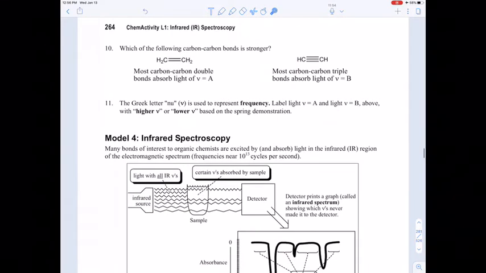We have something to fix here. This is slightly wrong. We should cross this out. It should be an NH. And over here, we should scribble this out, and it should be an N. Which of the following carbon-carbon bonds is longer?